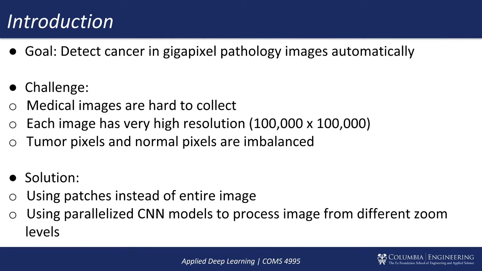The goal of our project is to detect cancer in gigapixel pathological images automatically. However, there are some challenges. The medical images are hard to collect and have high resolution, hence their features are hard to learn. Also, the tumor pixels and normal pixels are imbalanced. We need a reasonable data preparation method. According to the paper, we could use patches instead of the entire image as training data and use a parallelized CNN model to process images from different zoom levels.